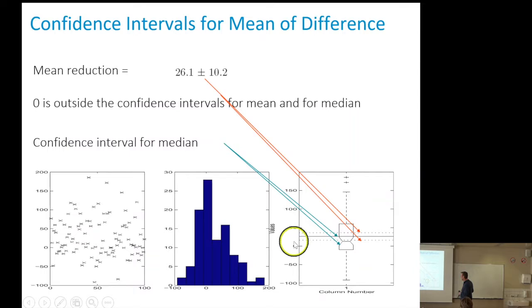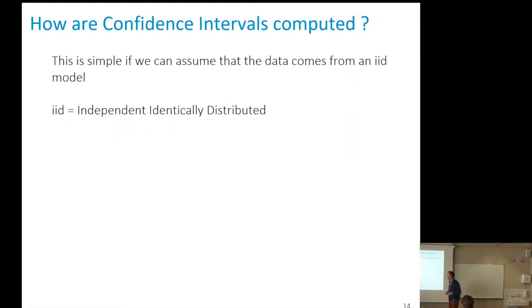Is there really an improvement? There is no improvement if 0 is in the confidence interval, which here is almost the case, but is not. So we can say there is some improvement. Here, larger is better, because the mean reduction is this, 26.1, the value, plus or minus here, a confidence interval. So those are what confidence intervals are, but what are they really?